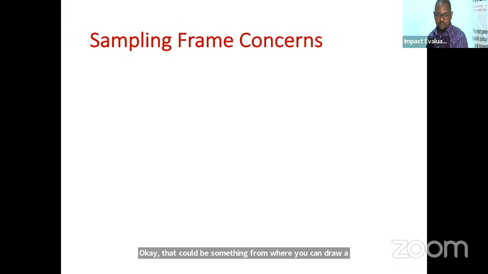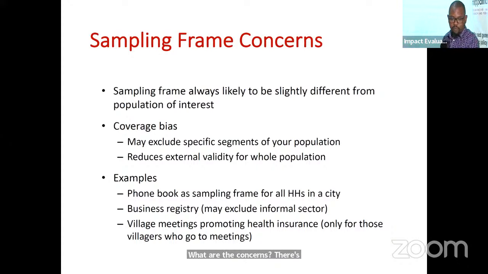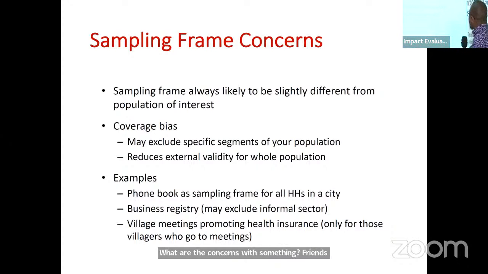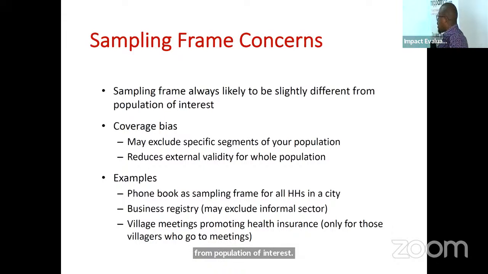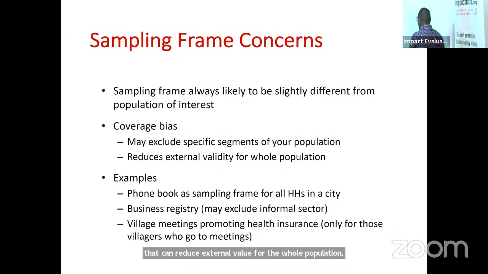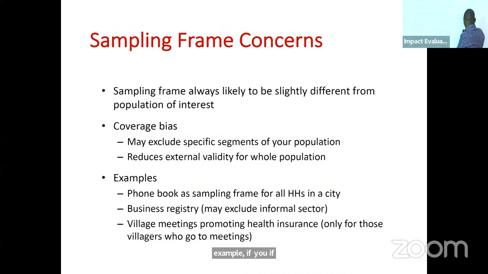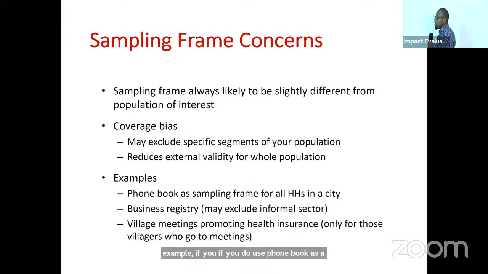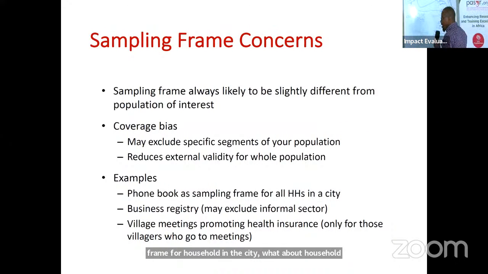What are the concerns with sampling frames? A sampling frame is always likely to be slightly different from the population of interest. There could be coverage bias, as she said, a small area, right? It may exclude specific segments of your population, and that can reduce external validity for the whole population. Are we together? Just the question that was asked. For example, if you use a phone book as a sampling frame for households in a city, what about households that don't have phones? They're automatically excluded, right? Are we together? So you have to be careful when you think of a sampling frame.